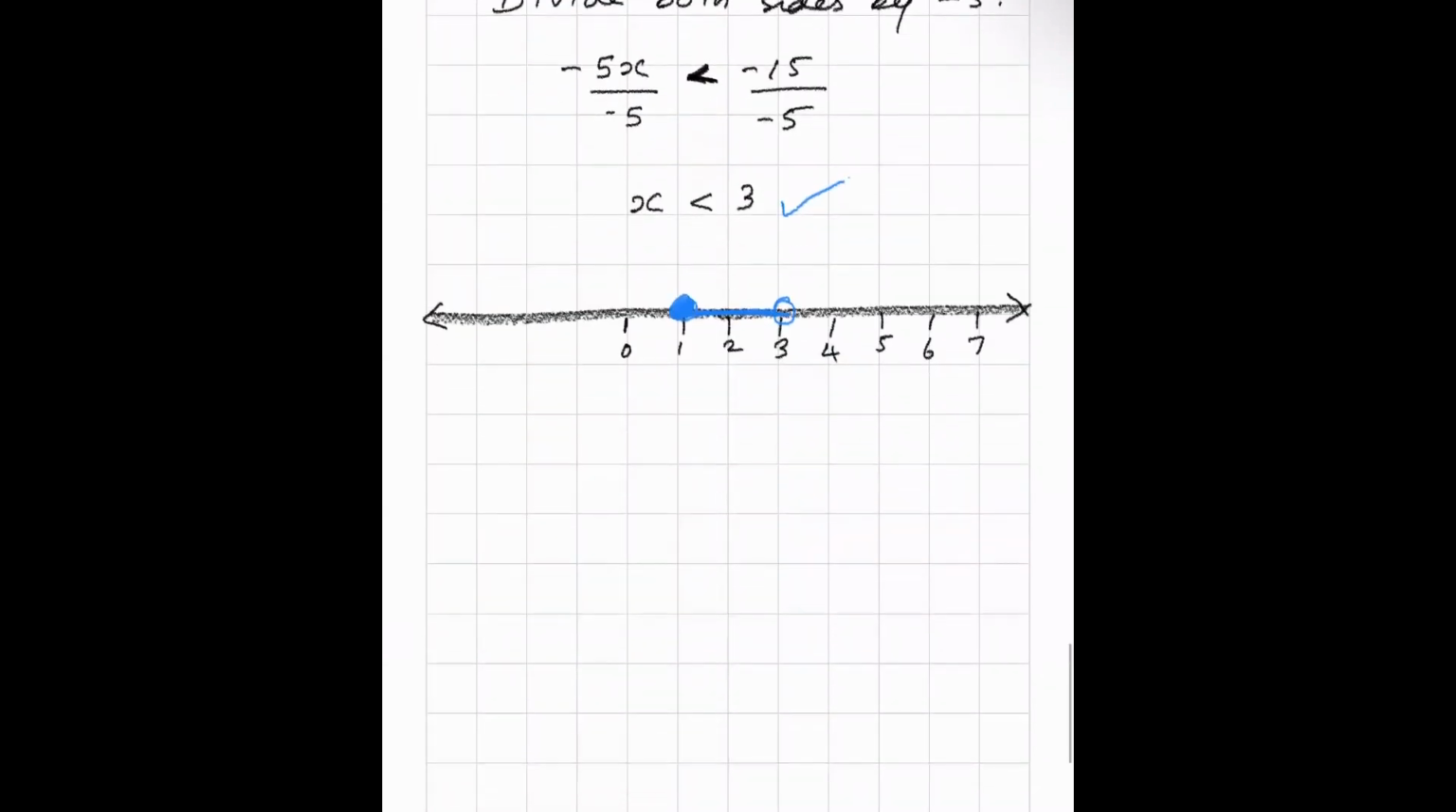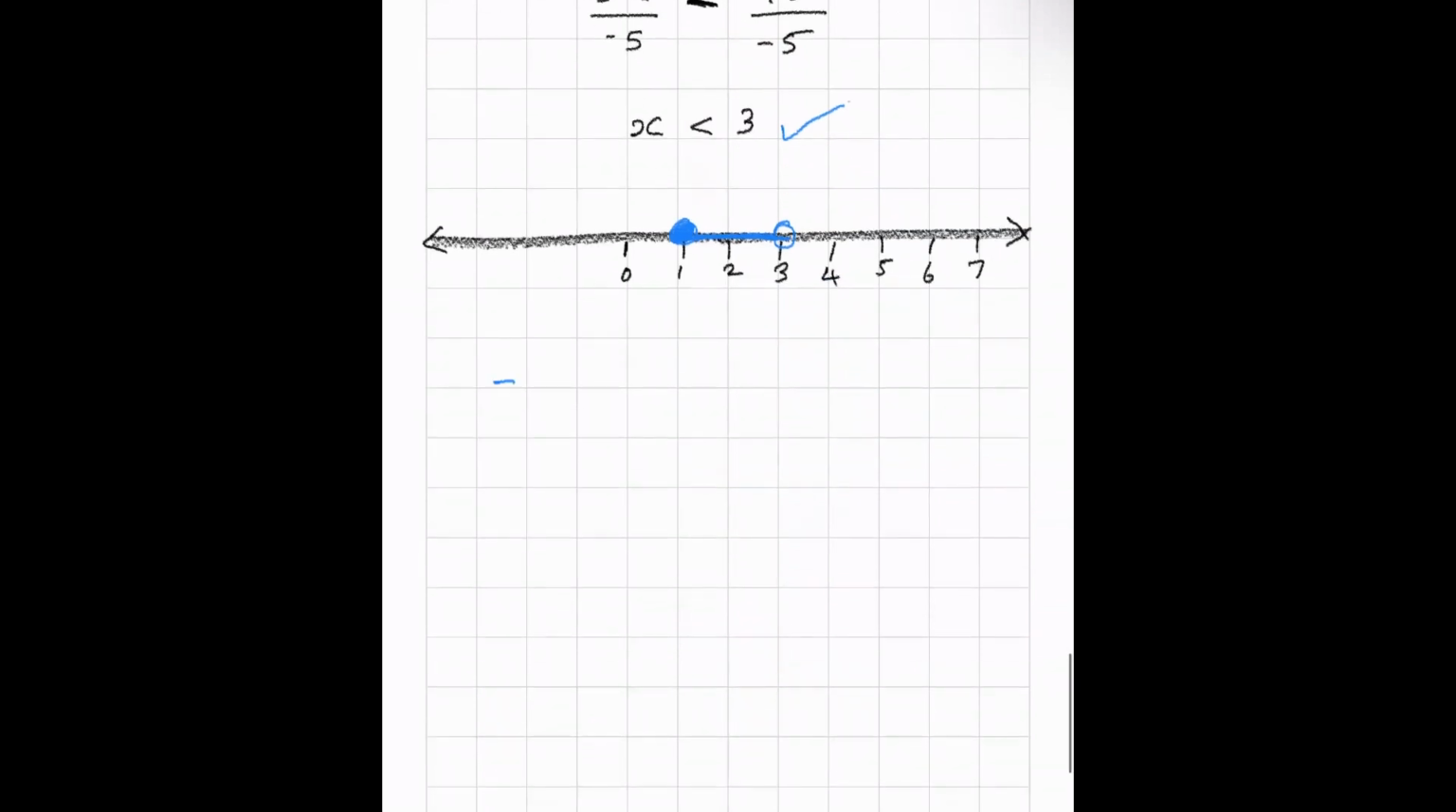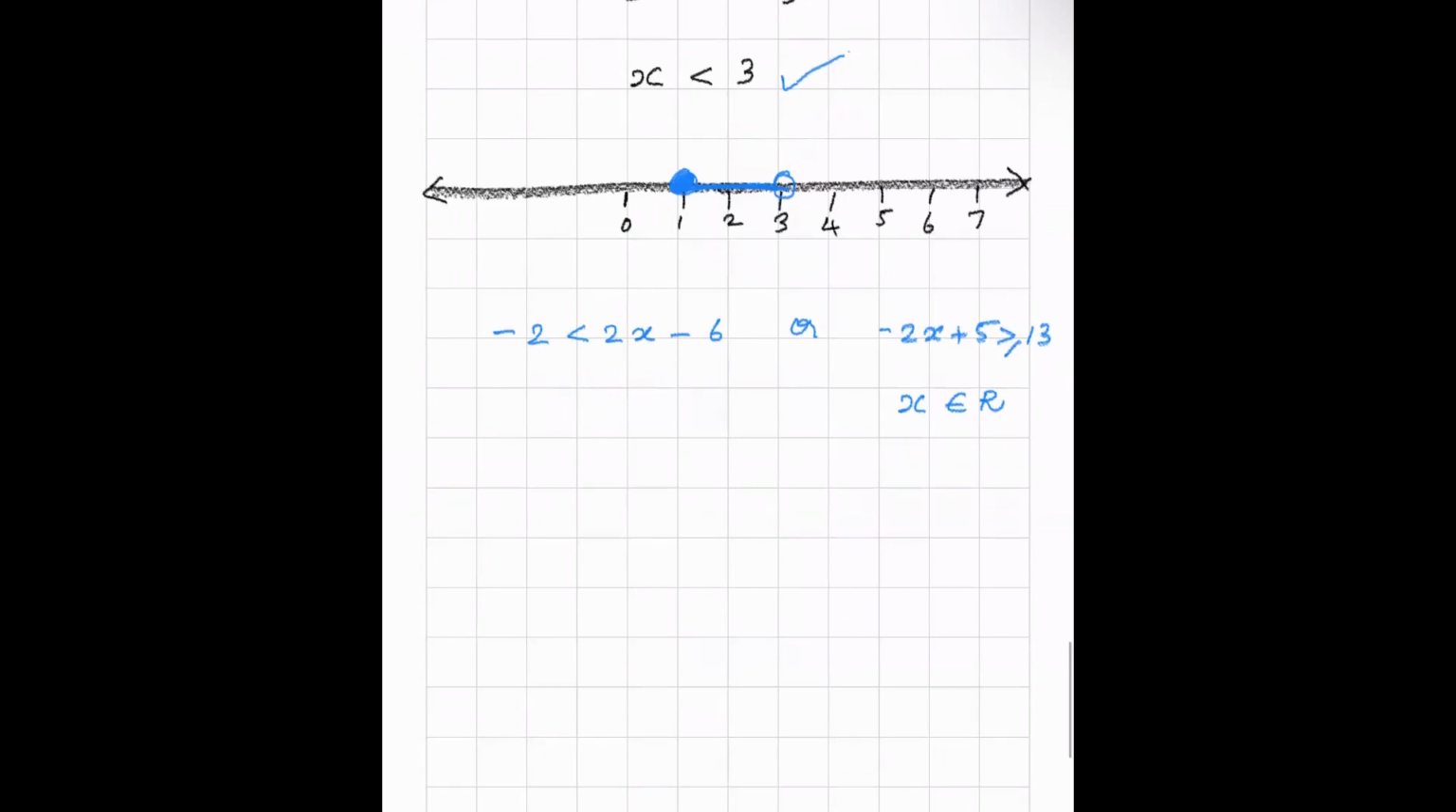Okay, so the next question is, solve and graph the solution set of negative 2 less than 2x minus 6, and negative 2x plus 5 greater than or equal to 13, where x belongs to real numbers. So two inequations are given to you. Negative 2 less than 2x minus 6, and the other one is negative 2x plus 5 is greater than or equal to 13, and x belongs to R.